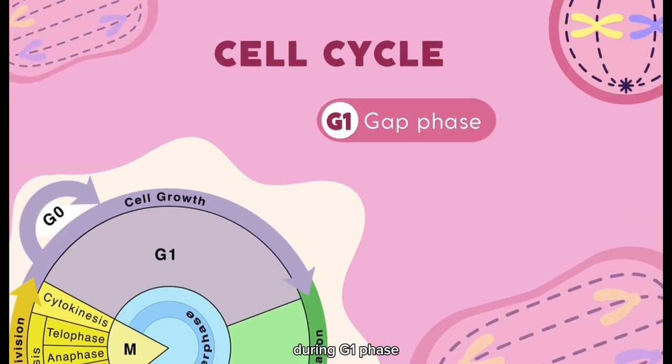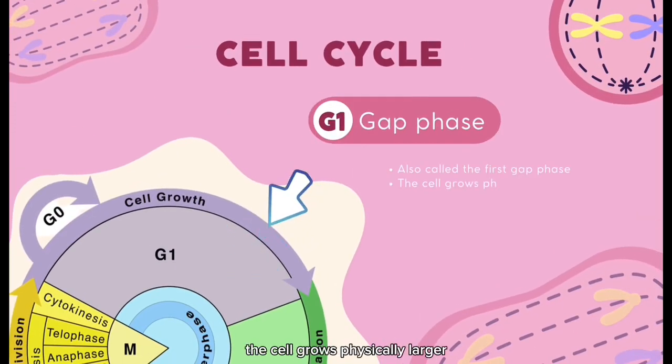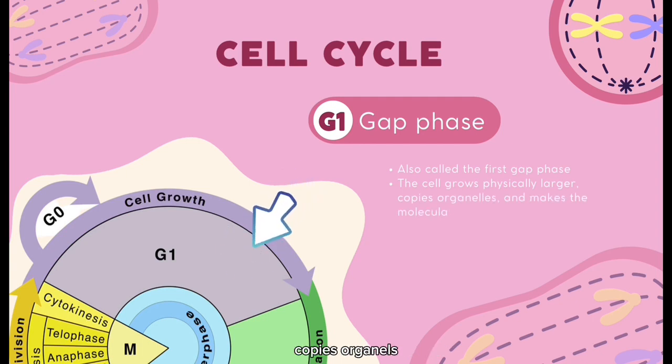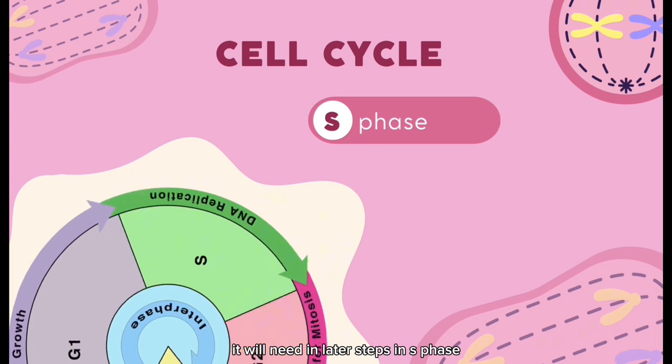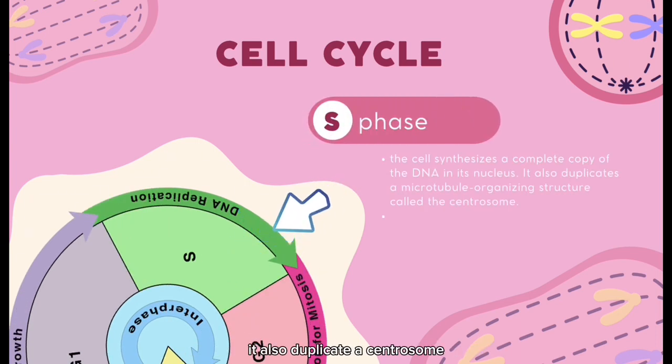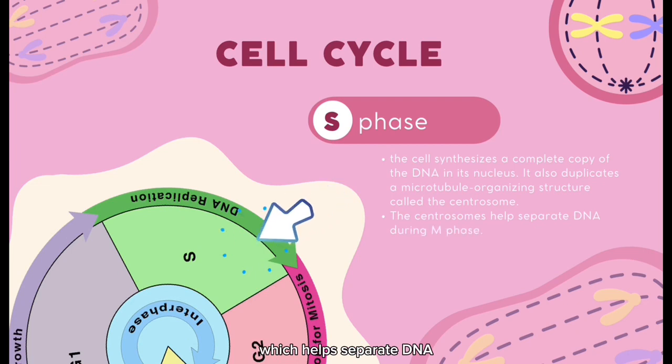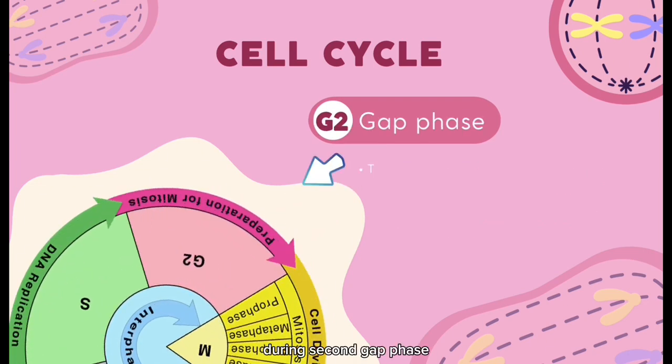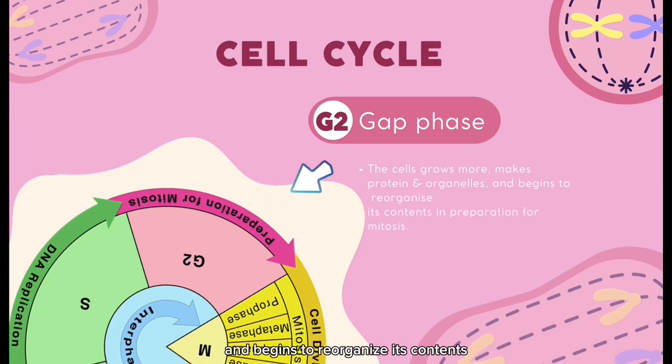During G1 phase, also called the first gap phase, the cell grows physically larger, copies organelles, and makes the molecular building blocks it will need in later steps. In S phase, the cell synthesizes a complete copy of the DNA in its nucleus. It also duplicates a centrosome, which helps separate DNA during M phase. During second gap phase, the cell grows more, makes proteins and organelles, and begins to reorganize its contents in preparation for mitosis. G2 phase ends when mitosis begins.